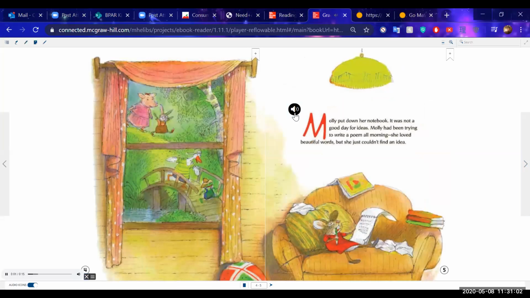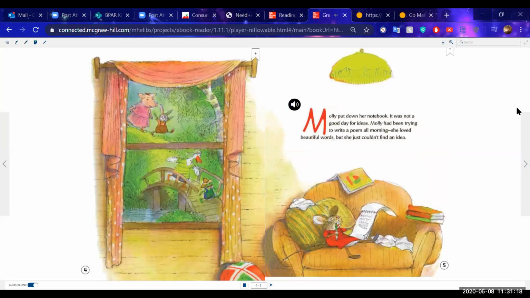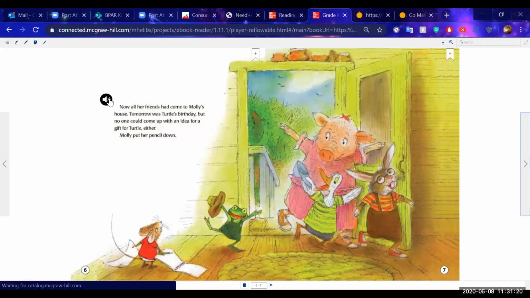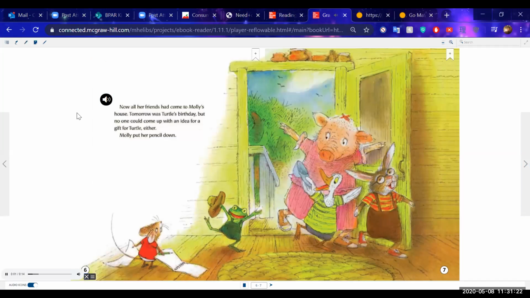Molly put down her notebook. It was not a good day for ideas. Molly had been trying to write a poem all morning. She loved beautiful words, but she just couldn't find an idea. Now all her friends had come to Molly's house. Tomorrow was Turtle's birthday, but no one could come up with an idea for a gift for Turtle either. Molly put her pencil down.